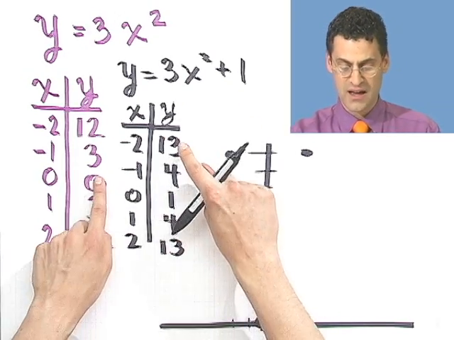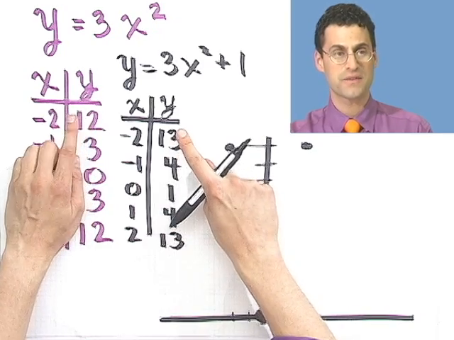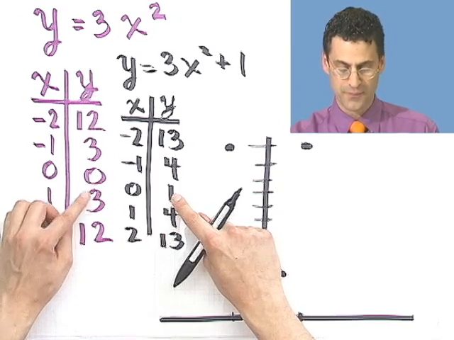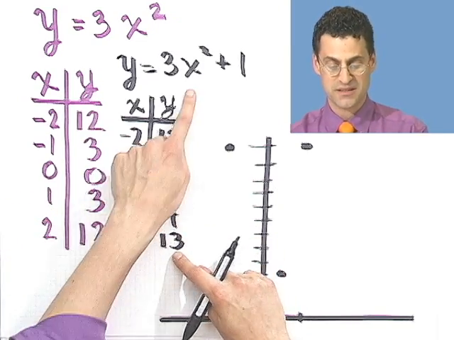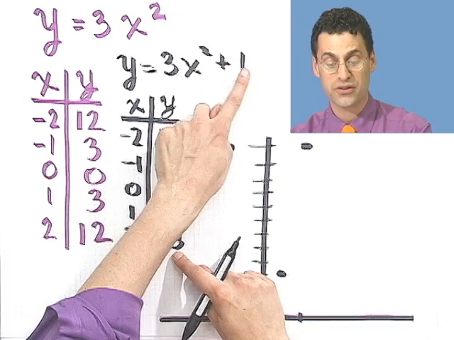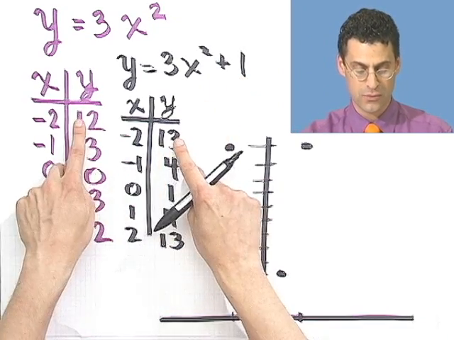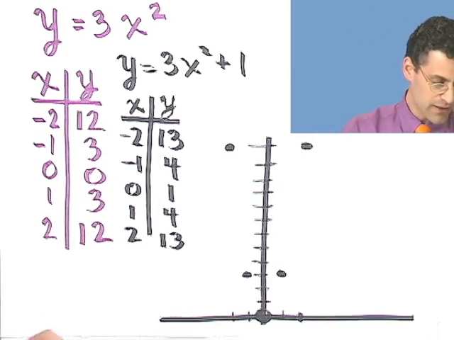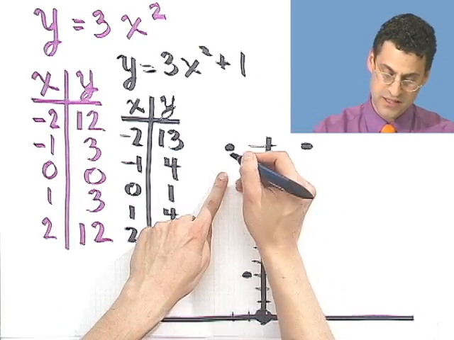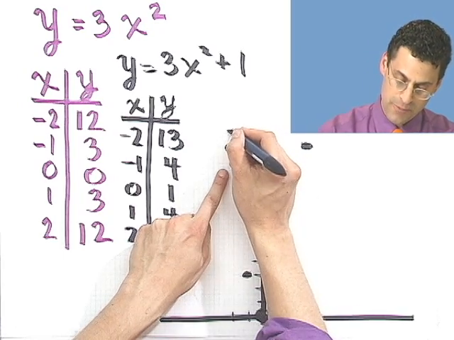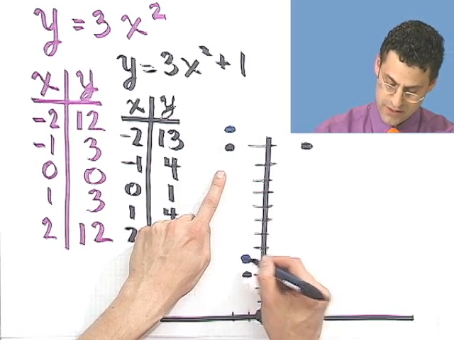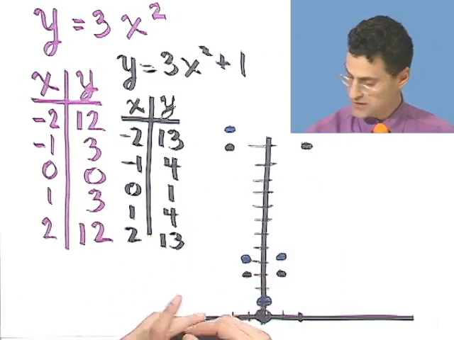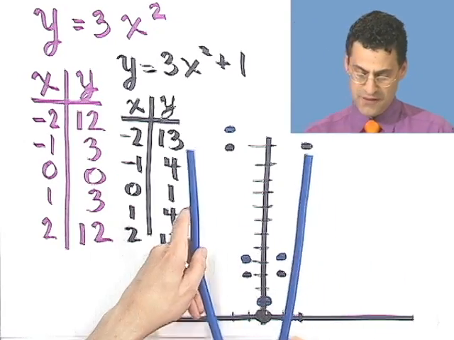You'll notice that these values are exactly the same as the y values before, but they've all been increased by 1. 12 plus 1 is 13. 3 plus 1 is 4. 0 plus 1 is 1. That makes sense, because in each case, all I did was take the old answer and increase the y by 1. So each of these values is 1 more than its counterpart. So what would happen if I graph that? Every point would just go up by 1. You see? This would be up by 1 unit, this would be up by 1 unit, up by 1 unit, up by 1 unit, and up by 1 unit. So the graph would be the exact same shape that we had before.